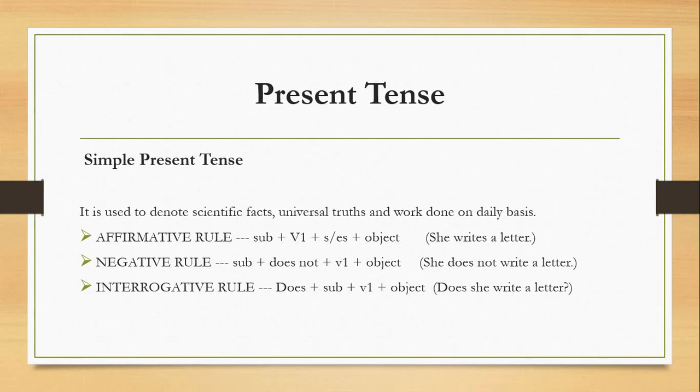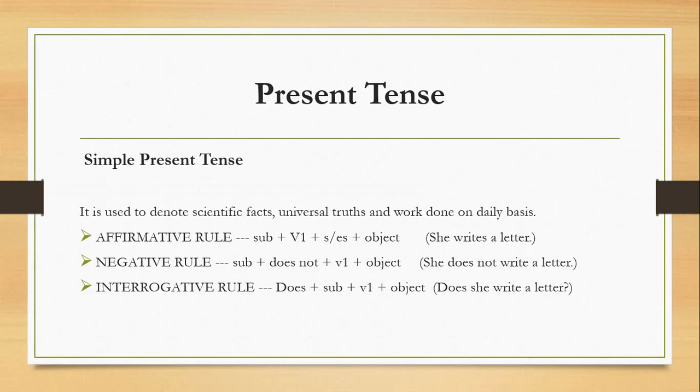Universal truth, the sun rises in the east. And work done on a daily basis. For example, she goes to school every day. Do remember we add s or es to the verb in simple present tense. And here I have given, for your convenience, the rules for affirmative, negative and interrogative sentences.